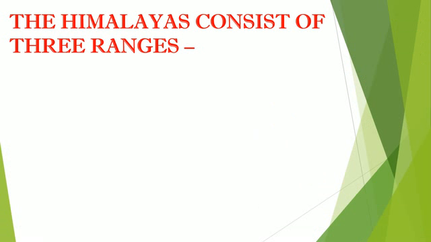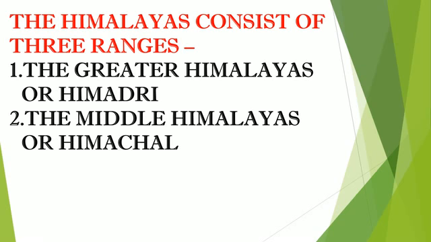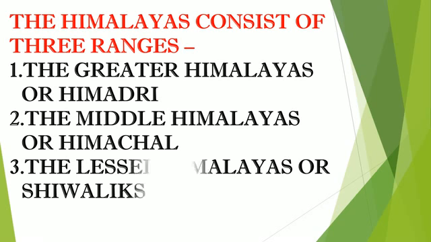Now we are going to study about the Himalayas and its three ranges. The first range is called Greater Himalayas, which is also called Himadri. The second is Middle Himalayas, which is also called Himachal. And the third range is called the Lesser Himalayas, which are also called Shivaliks. So the complete range of Himalayas is divided into three ranges. First range, the Greater Himalayas; second, Middle Himalayas; and the third is Lesser Himalayas.